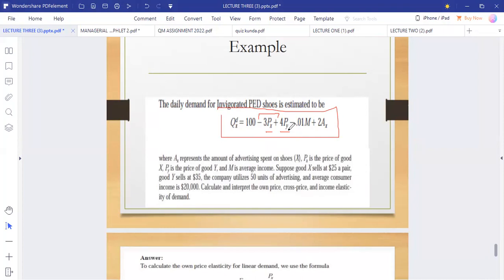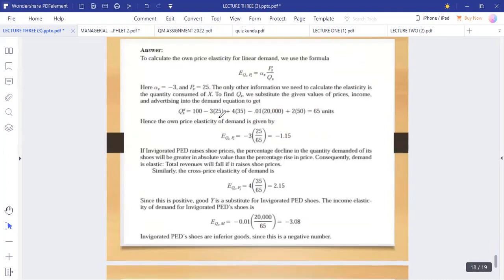All right? So we have the variables here. The price of good X, the price of good Y, M stands for the income, and advertising. So we are told that 25 is the price of good X, whereas 35 is the price of good Y. 50 is advertising, and 20,000 is your income. So quickly add these figures in here and get the current demand. So 65 is the current demand.